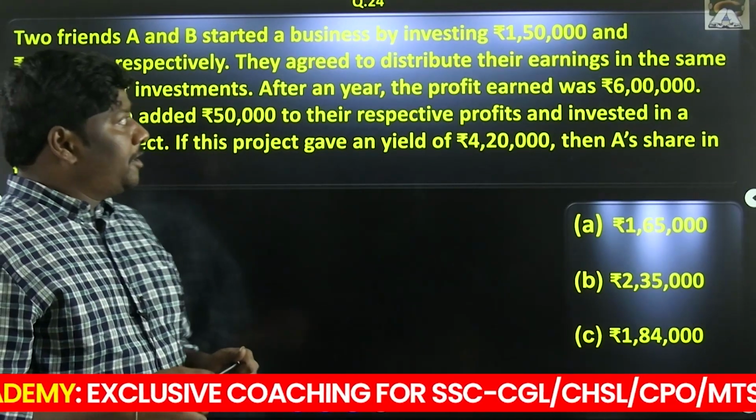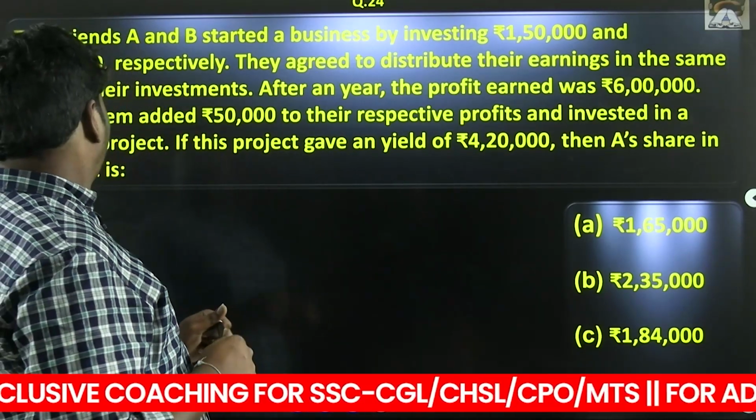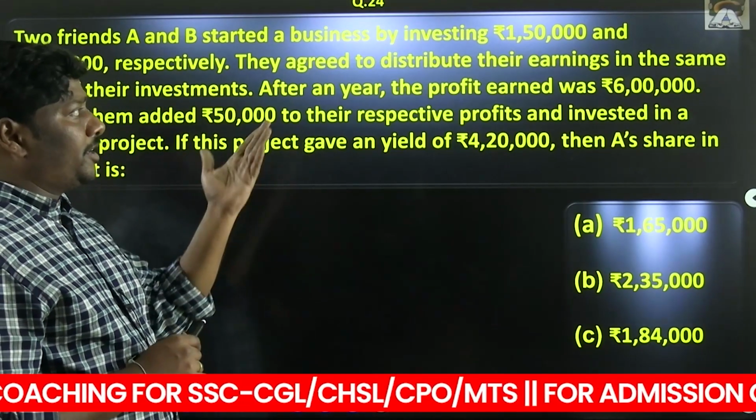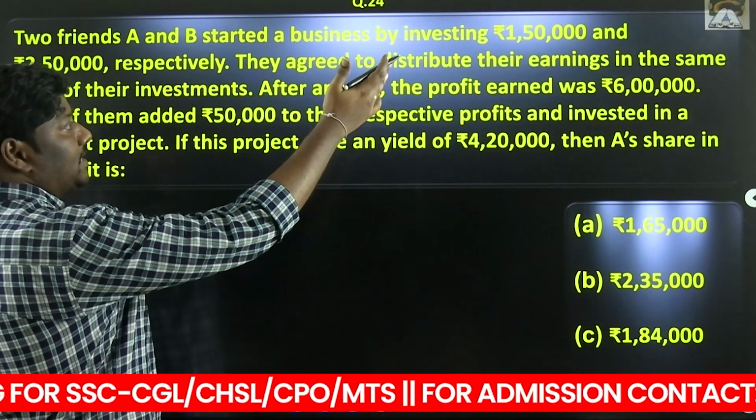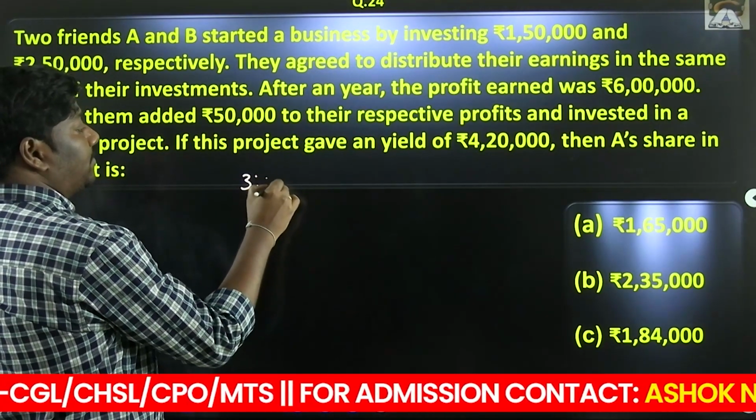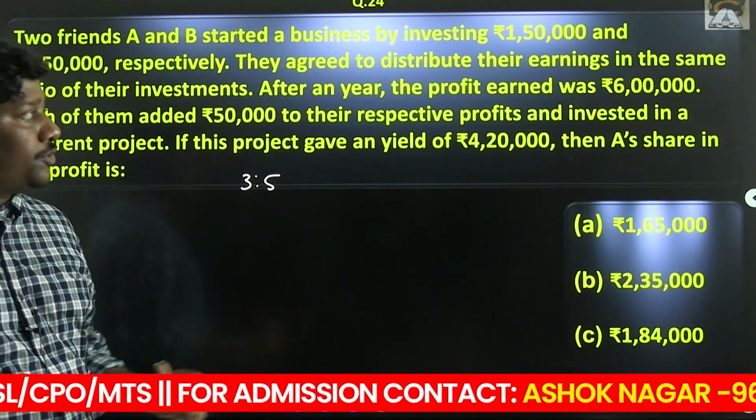Two friends A and B started a business by investing 1,50,000 and 2,50,000. So in what ratio they are investing? Okay, you can cancel it in 5 table. 5 3s are and 5 5s are. They are investing in the ratio 3:5.